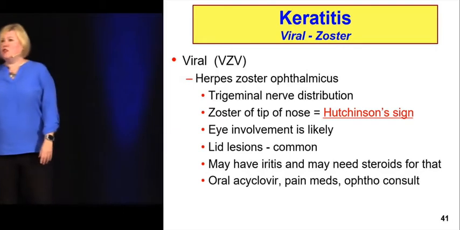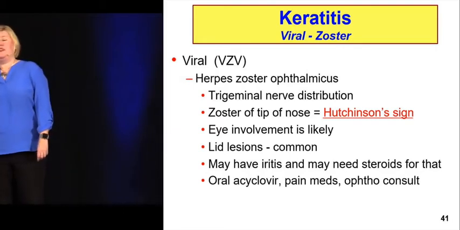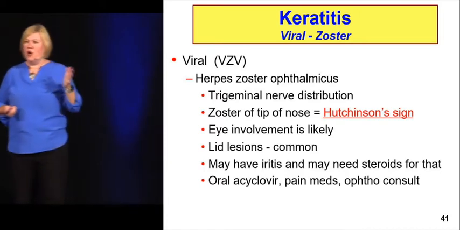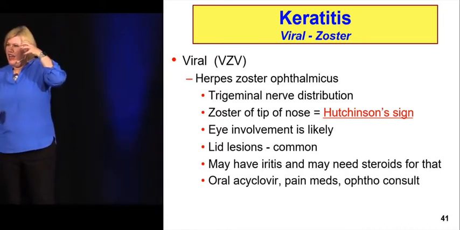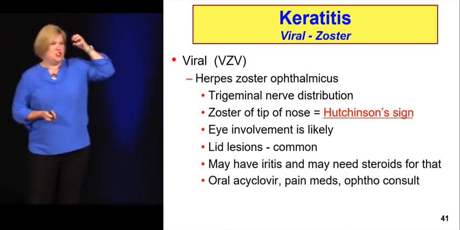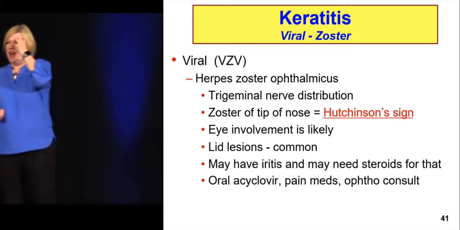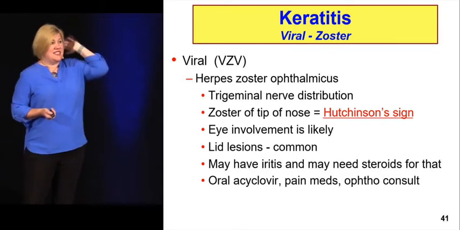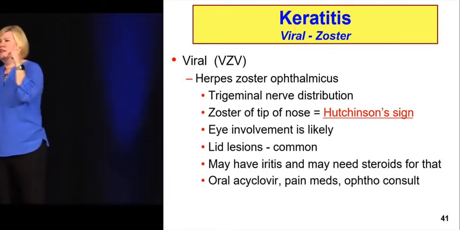Now, if we switch over to another member of the herpes family, which is zoster, then we have some other features to discuss. So when we get zoster in the eye, this is of the trigeminal nerve distribution. And remember that not only the eye gets infected, but typically the skin in that area as well. And often the skin can come first before the eye is involved.